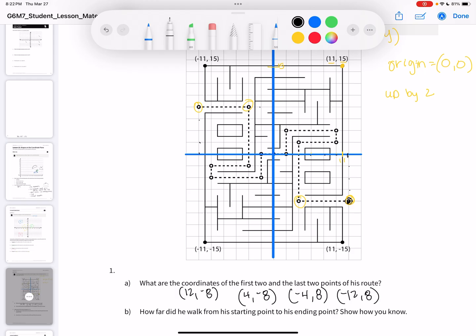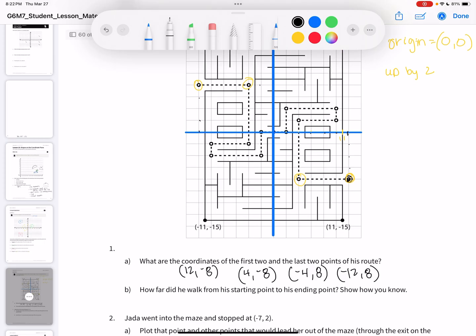Ooh, did you notice that they're opposites of each other? 12, negative 8, negative 12, 8. 4, negative 8, negative 4, 8. How far did he walk from his starting point to his ending point? Show how you know. Ooh, okay.